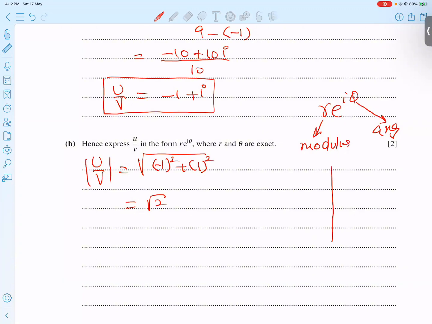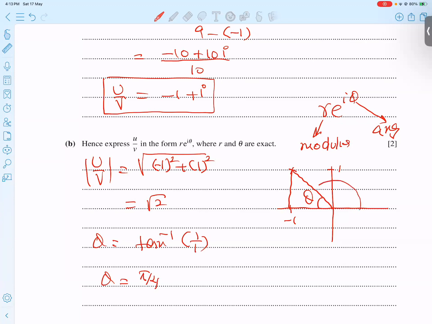Before going for the argument, you have to draw a diagram. X is negative, Y is positive. So it means negative 1 and positive 1. This point is u over v. If I join it, I get this angle theta. So let's try to find theta. I made a triangle, so tan inverse of 1 over 1. I got pi by 4.